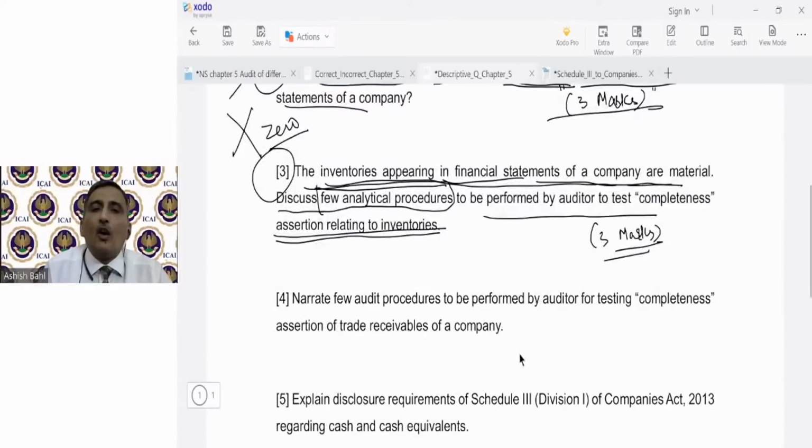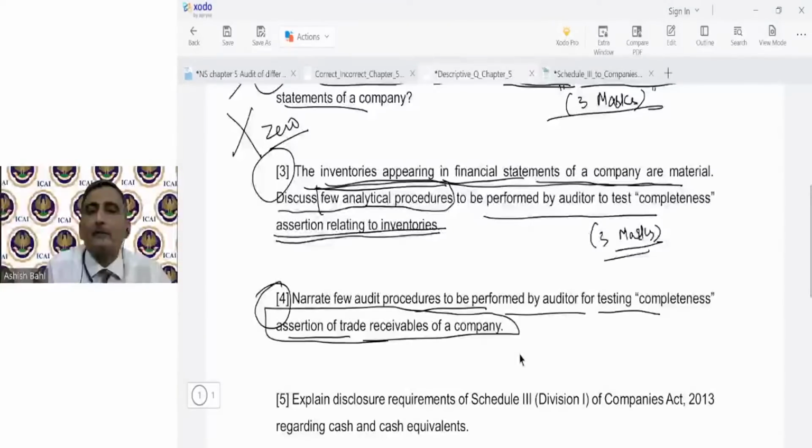So narrate few audit procedures to be performed by auditor for testing completeness assertion of trade receivables of a company. Narrate few audit procedures to be performed by auditor for testing completeness assertions.